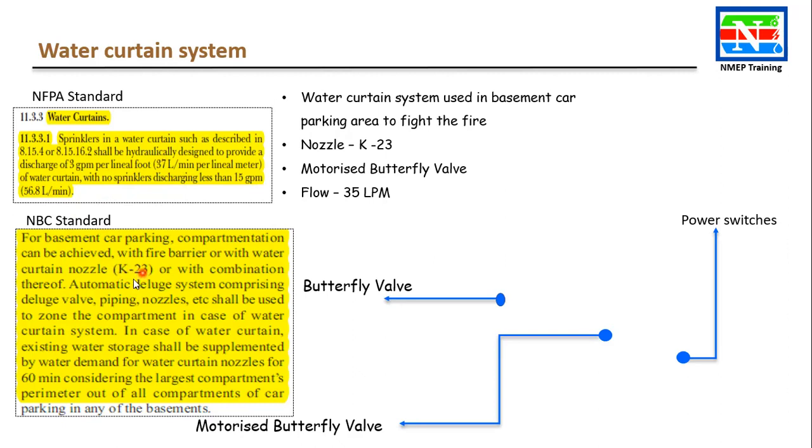So here we will use K23 as we discussed. An automatic deluge valve system comprising deluge valve, piping, nozzle, etc. shall be used to zone the compartmentation in case of a water curtain system. In case of a water curtain system, existing water storage shall be supplemented by the water demand for the water curtain for 60 minutes. If you want to use a water curtain system, you have to take a separate tank which can supply water for 60 minutes.